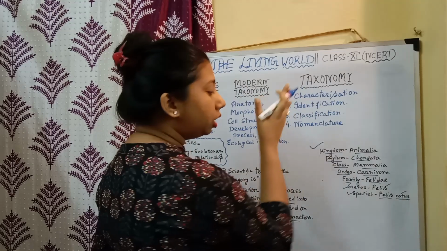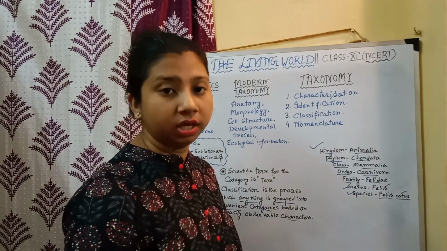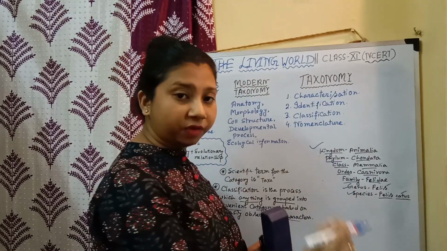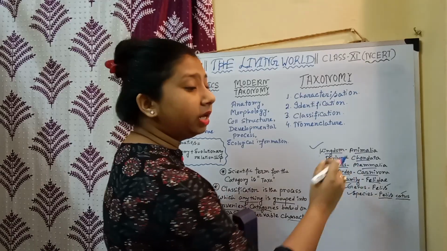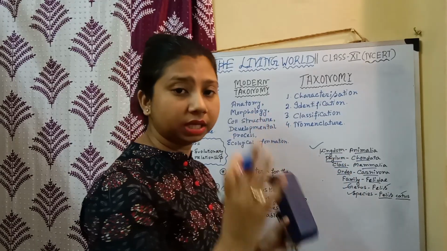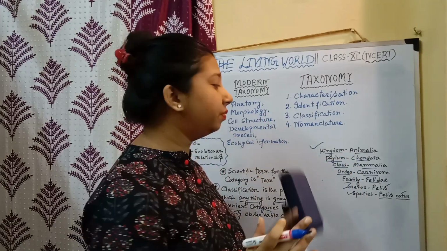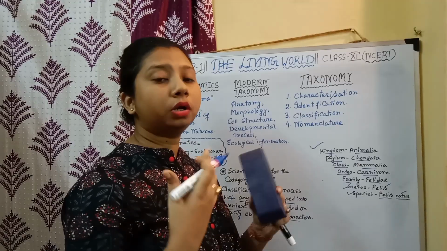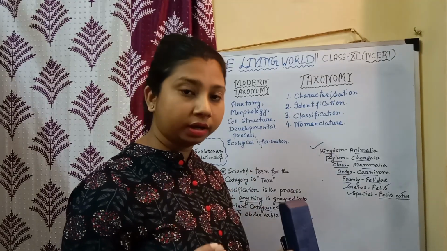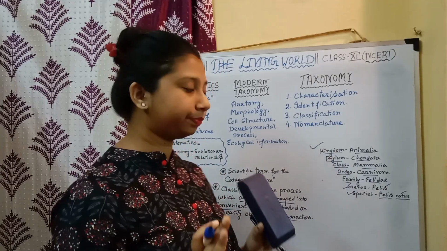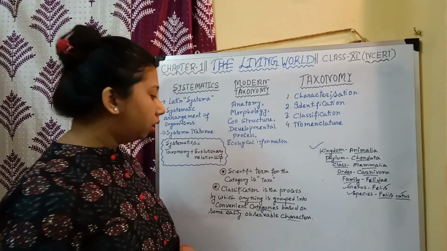So this is actually the whole classification of cat. This is how we can classify the cat into various convenient categories based on some easily observable characters, and this process is what we are calling classification. Correct? I hope it is clear.